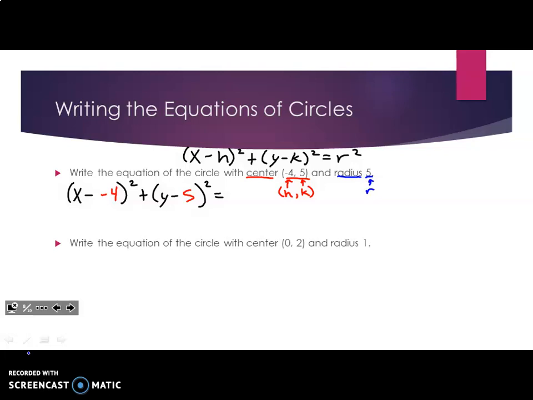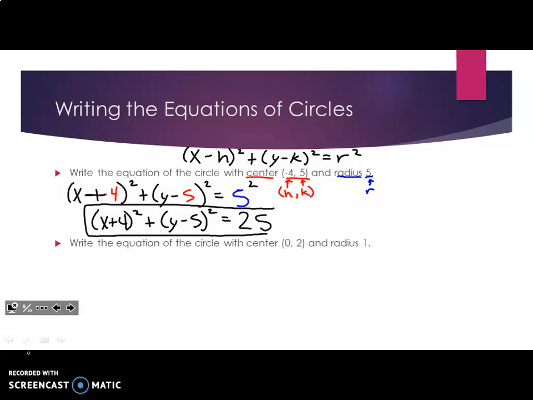Remember your radius here. So our radius is 5 squared. So all I did was plug in for my h, my k, and then my r squared. Then the only thing I need to do to simplify this is two negatives make a positive, so that's x plus 4 squared plus y minus 5 squared equals, what is 5 squared? Well, 5 squared would be 25. And that's my answer. That's a little bit longer way to do this. You don't have to do it that longer way. There is a quicker way to do it.